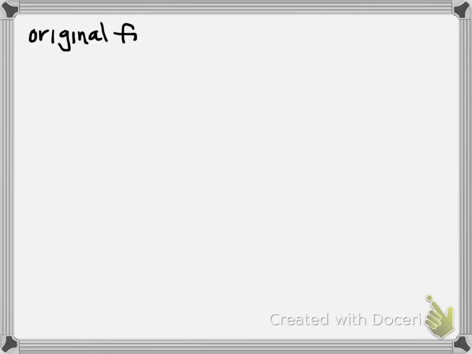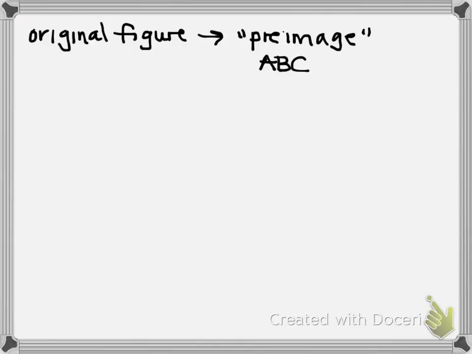Sorry. The original figure is called the pre-image. And when we write the vertices, we just write them normal letters, and because they're points, we always use capital letters. Aaron, you gotta write down. We use capital letters whenever we're describing points. Anthony, you gotta write.